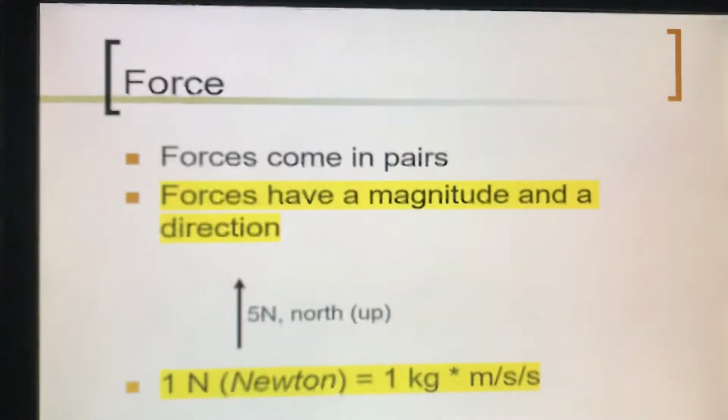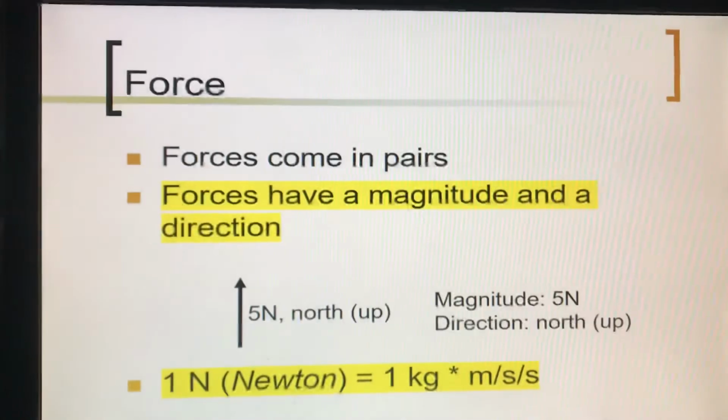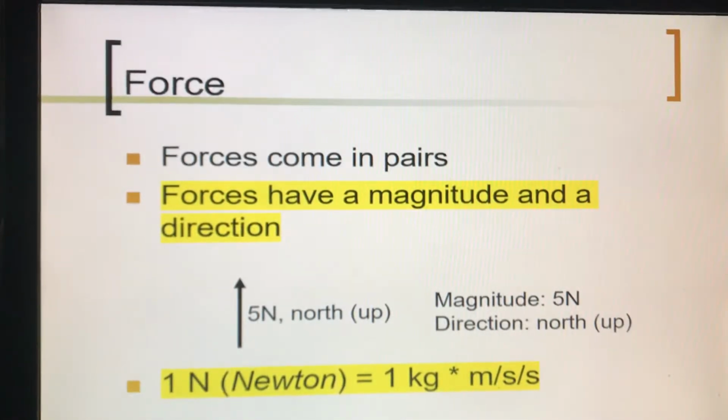So a force will be shown like this with an arrow, and this one is 5 newtons going north or going up. So you have your magnitude, which is part 1 of how you express a force, 5 newtons, with the direction north or up.